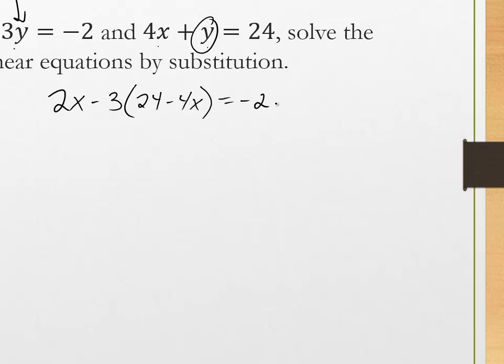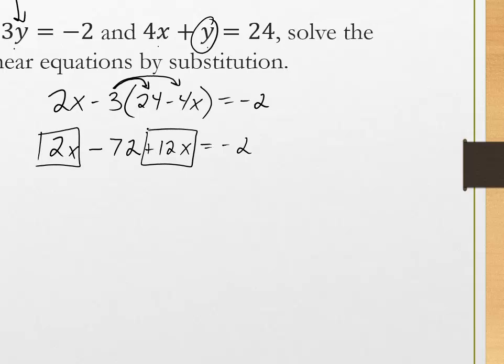Now, the distribution property. We're going to take this 3 and distribute it inside our parentheses. So now we have 2x minus 3 times 24 is 72. And then negative 3 times negative 4 is positive 12x. So we'll have 2x minus 72 plus 12x equals negative 2. Next, we need to combine our like terms, which is 2x and positive 12x. 2 plus 12 is 14. So we'll have 14x minus 72 equals negative 2.